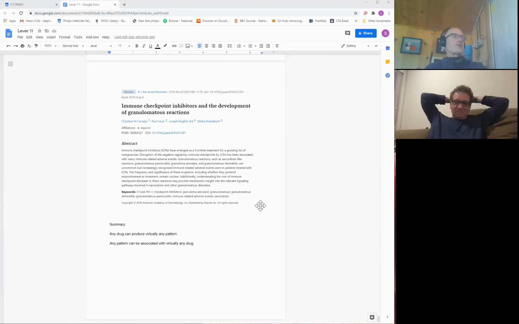So these can produce sarcoidal type eruptions, GA type eruptions, granulomatous panniculitis, and one of the things that comes up is that these granulomatous infiltrates can be very nodular and raise the consideration of, is this tumor recurrence? And so they get biopsied. And I'm sure that's a real cause of patient anxiety.